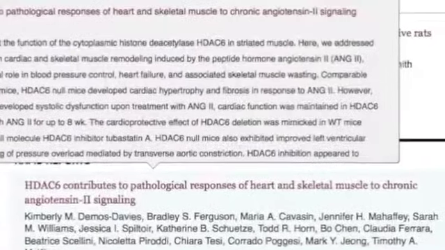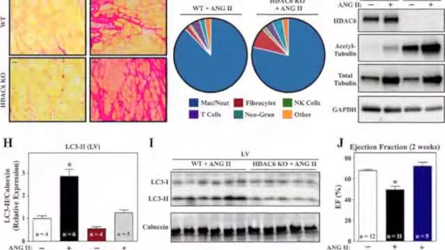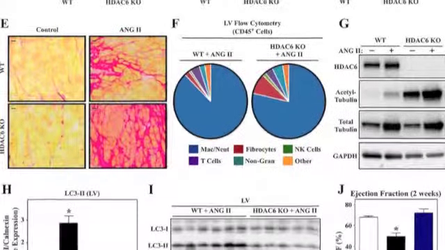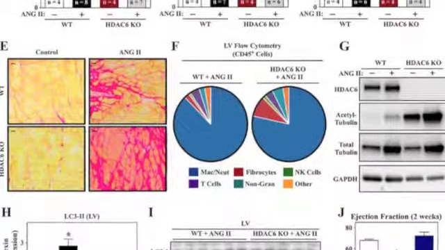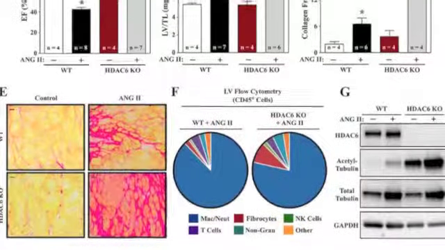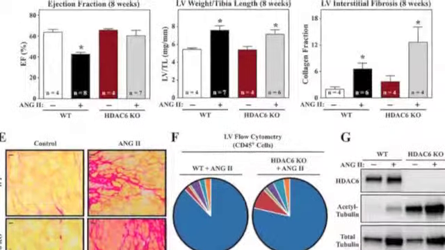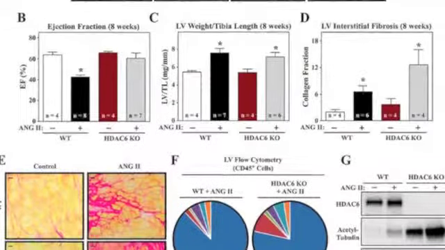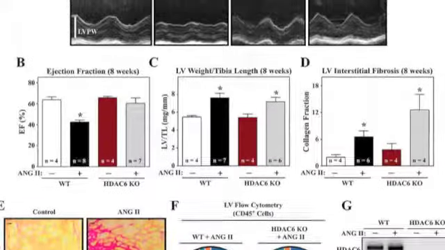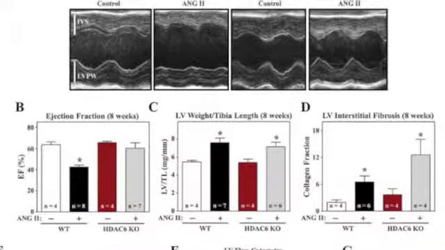Finally, in one of our rapid reports, Demos Davies and colleagues show that the histone deacetylase HDAC6 participates in the cardiac remodeling process in response to angiotensin II. HDAC6 plays a cardioprotective role, as HDAC6 null mice developed hypertrophy and fibrosis in response to angiotensin. In addition, these investigators found that skeletal muscle wasting in response to angiotensin is reduced in HDAC6 knockout mice. Inhibitors of HDAC6 may be beneficial in heart failure and other muscle wasting disorders.